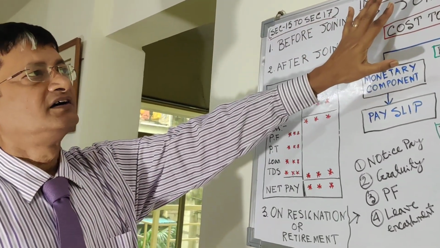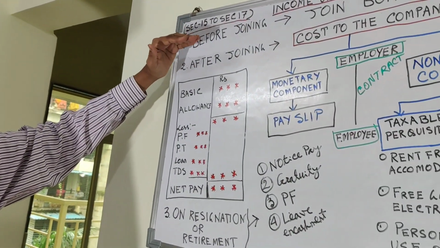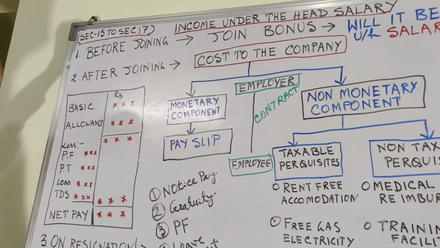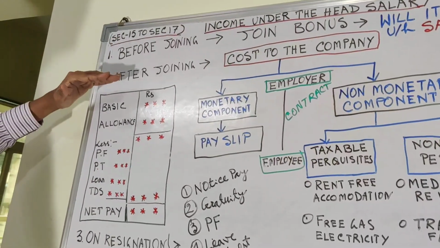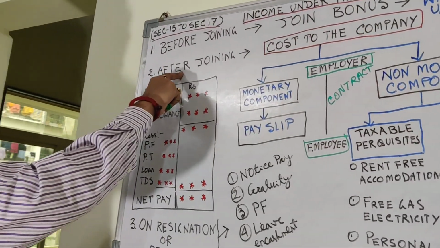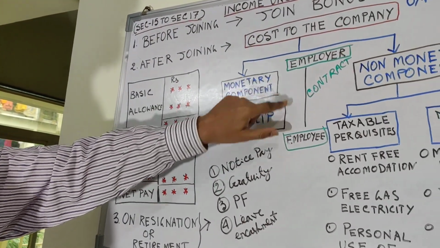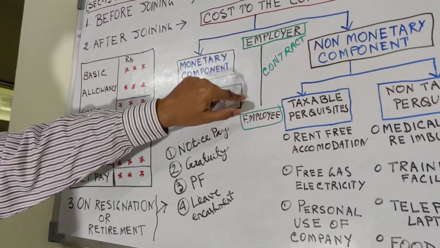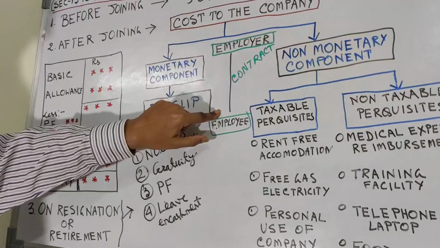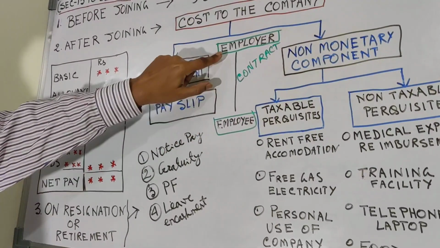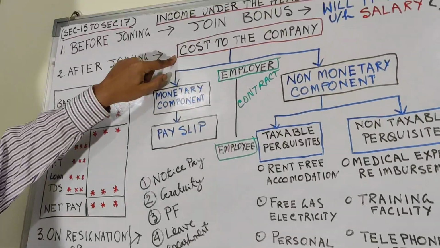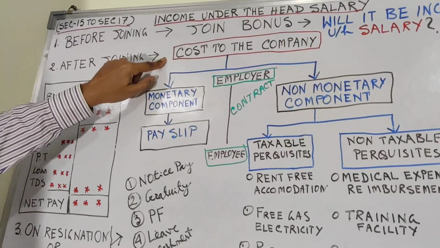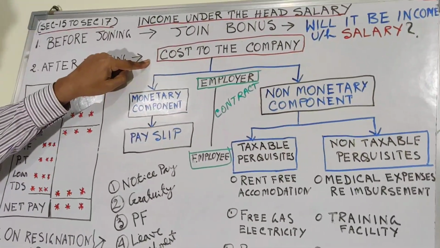We are not going into the details of it, but as an accountant, you should also know that there is a concept of joining bonus at the time of the offer letter. Now the second is after joining. When you join, that means you have already got the appointment letter. So the contract between employer and employee is signed, and whatever the employer provides you is basically cost to the employer, which is known as the cost to the company.